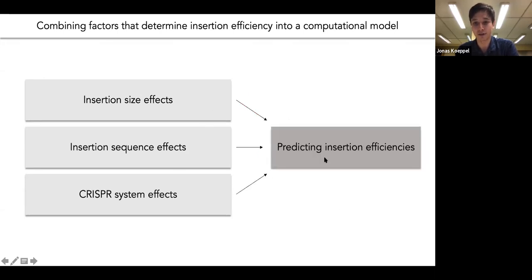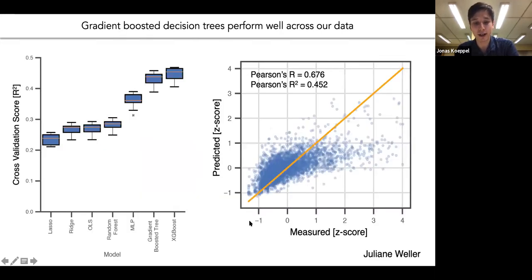So we thought of putting all those together in a computational model to predict insertion efficiencies. This was mainly work done by Juliane Vella, another PhD student in our lab. And so she tried a range of different models and found that gradient boosted trees work reasonably well for this problem. So what I show you here then is the prediction on the y-axis and the measured insertion efficiencies. And you can see that there's quite a nice correlation between what the computational model predicts versus what we measured in our screens. So this is combining data from all screens, so all target sites and all cell lines.